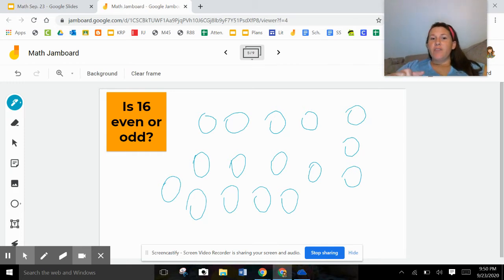Now, for me to tell if it's even or odd, I have to find a buddy for each person. If everybody has a partner, then that means the number's even. But if there's one guy who's left out, he's the odd man out, then our answer is odd. So now I'm going to grab a different colored pen and start finding buddies for each other.